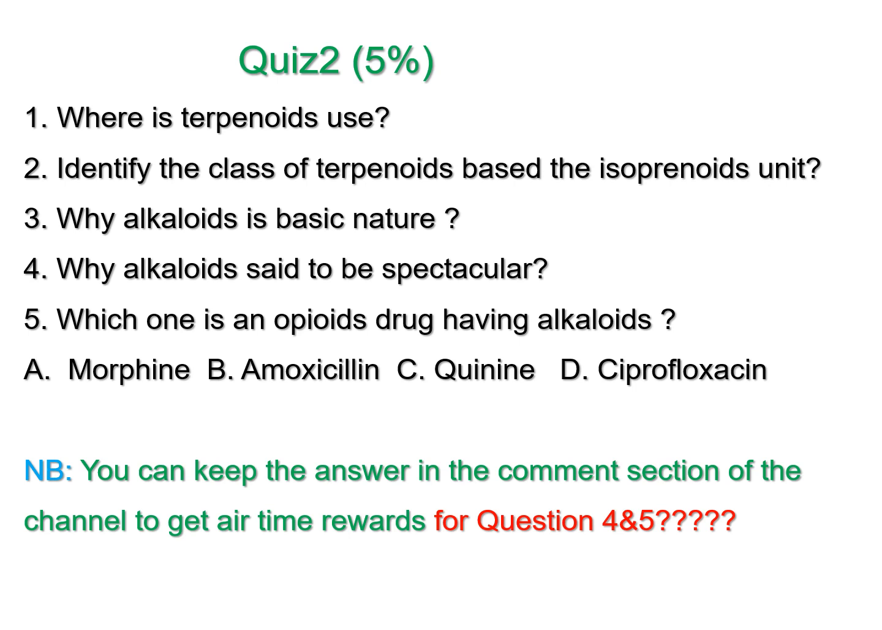Try to answer the remaining 3 questions. The first one is: what is a terpenoid and where is it used, as I mentioned in the video. Identify the class of terpenoid based on the isoprene unit; we can classify terpenoids into different classes based on the number of isoprene units. The next question is why alkaloids are basic in nature. Question number 4 is why alkaloids are said to be spectacular, and the last question is which one is an opioid drug containing an alkaloid. It is a choice question, so you only have to give the answer.